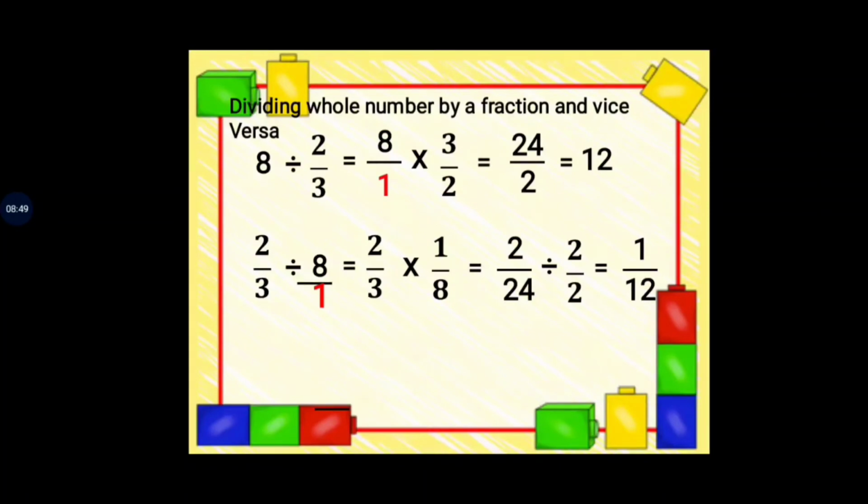Alright? In dividing whole number by a fraction and vice versa, i-rename natin ang whole number with a denominator of 1. So, then after that, iti-change lang naman natin yung division sign sa multiplication sign. Then, flip natin ang divisor. Then after that, punta na tayo sa pag-multiply. I-multiply na yung numerators, then multiply also the denominators.